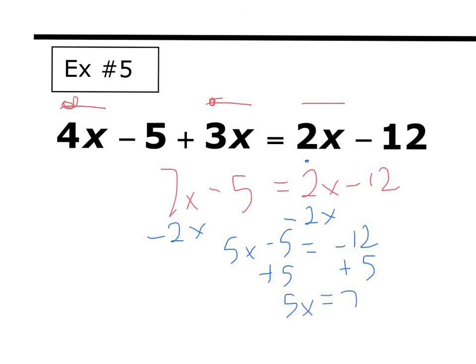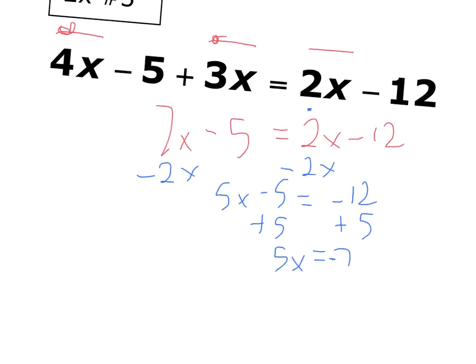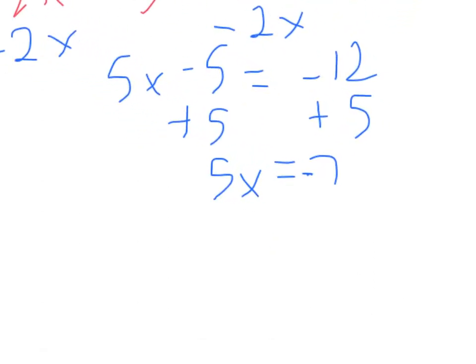Be careful with this -12 plus 5. Or that's -7, my bad. I need to be careful with it. Okay, and then go ahead and divide each side by the number in front of your variable, or your coefficient.